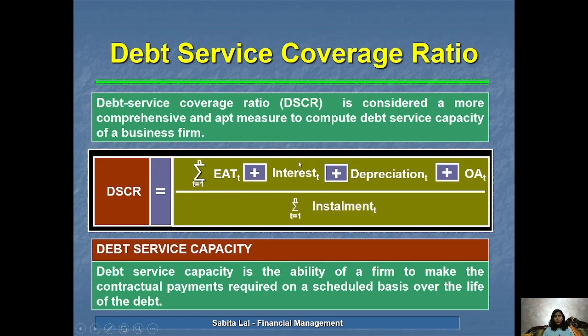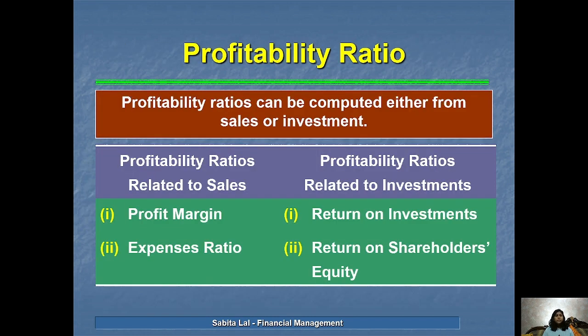Debt service coverage ratio. Debt service coverage ratio is also a very comprehensive and apt measure to compute the debt service capacity of a business firm. Generally it is not frequently used. That is your EAT plus your interest plus depreciation, divided by your installment. Debt service capacity means the ability of a firm to make the contractual payments required on a scheduled basis over the lifetime of the debt.